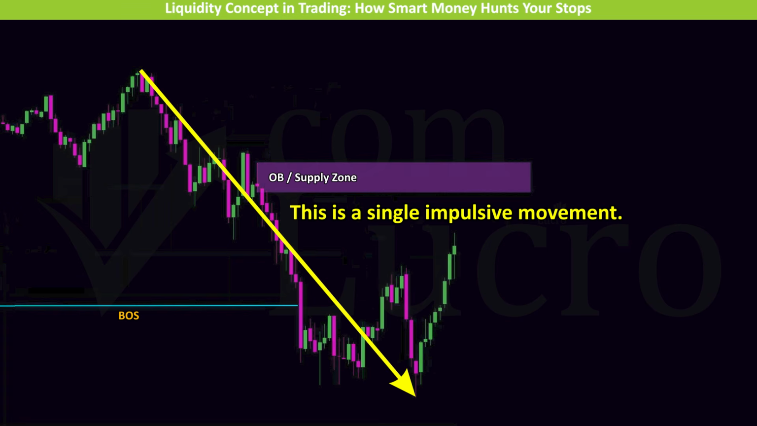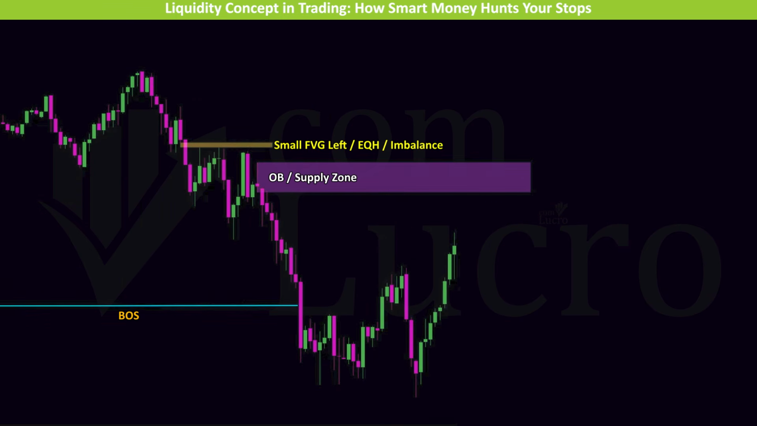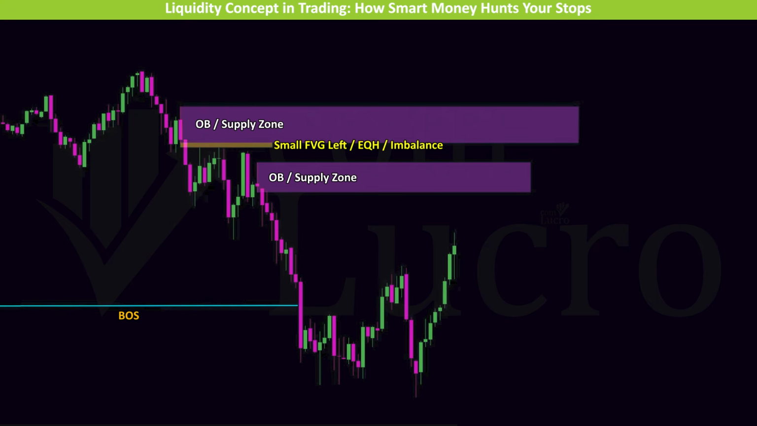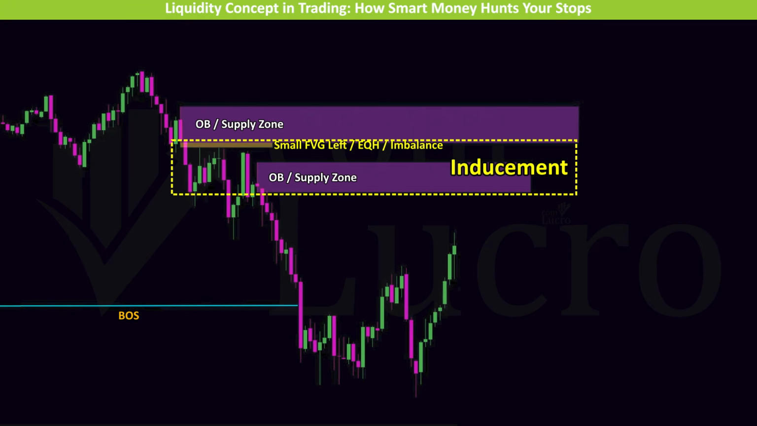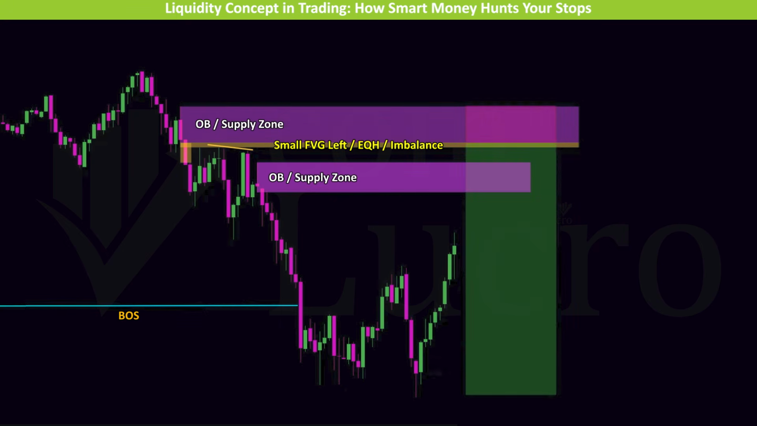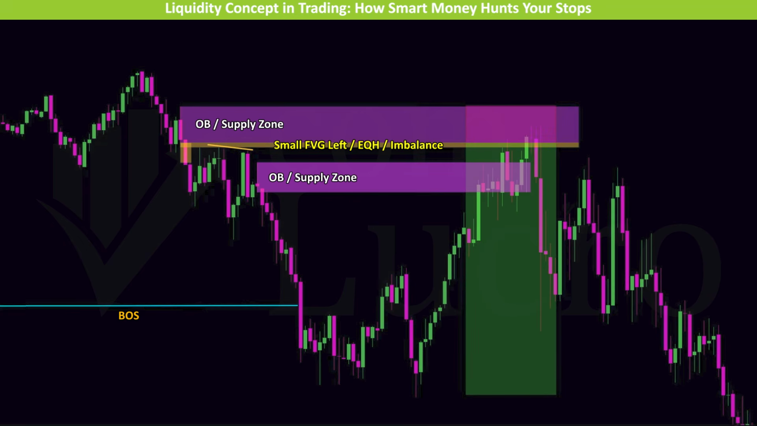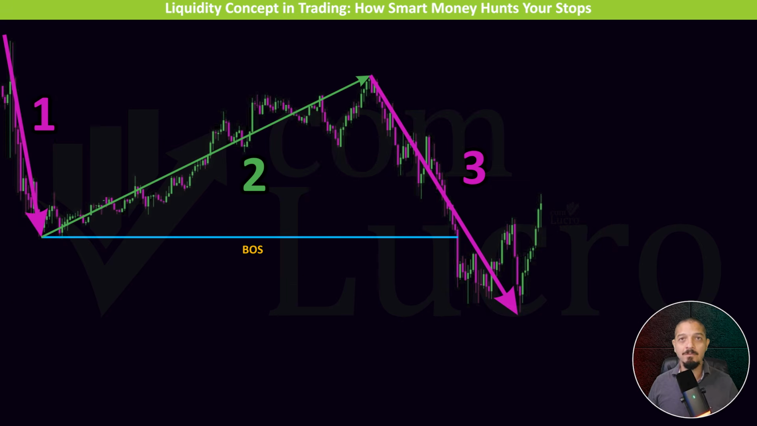This is a single movement, and there are also multiple imbalances within this move that may lead price toward the higher supply. Because of that, these lower zones actually act as inducement, not the true reaction point. To help you understand this better, I will zoom out on the chart again and explain it more clearly. Notice that movement number 1 is an impulsive move to the downside. Then we have movement number 2, which is a bullish retracement.